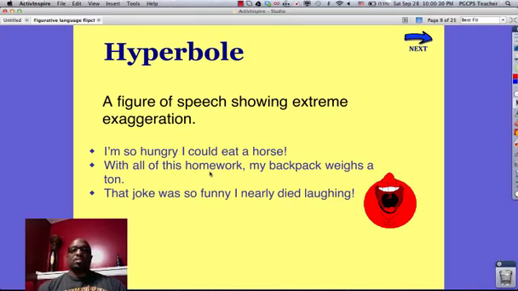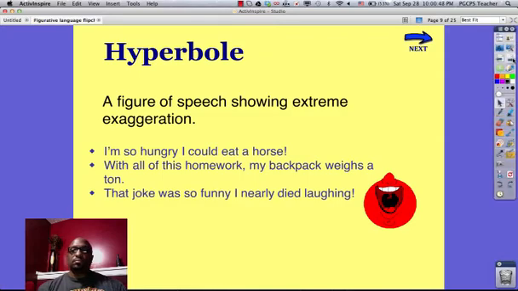With all this homework, my backpack weighs a ton. Now, obviously, a ton is 2,000 pounds. While your book bag may be heavy, I doubt it weighs 2,000 pounds. That joke was so funny, I nearly died laughing. Again, not literal, but an extreme exaggeration of how funny something is.